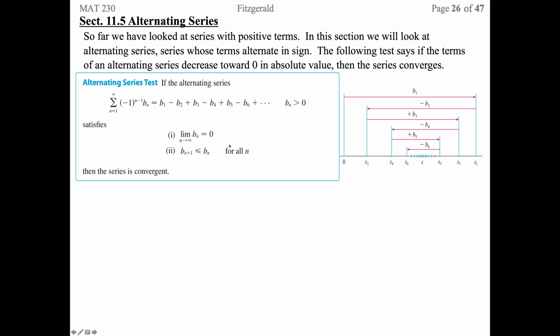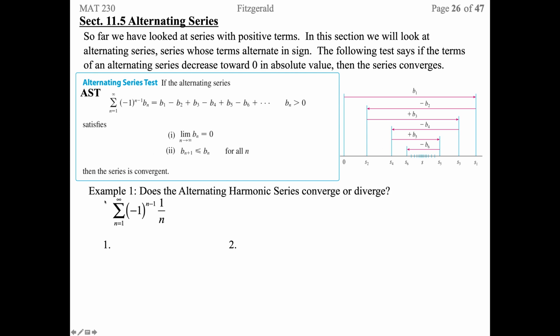And then second, we'll prove that it is a decreasing sequence for all your n, and therefore it's going to converge. So this picture here kind of shows you the partial sums, with how your numbers go back and forth, and they will converge at some sum. I'm going to come back to this picture later when we talk about actually estimating where that sum is going to be. So we're going to call this the AST, and let's look at an example.